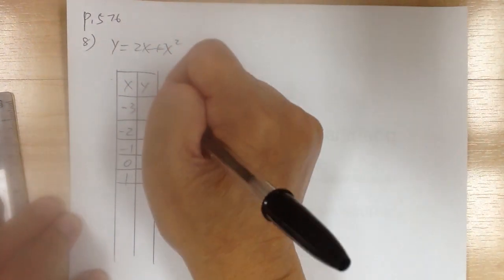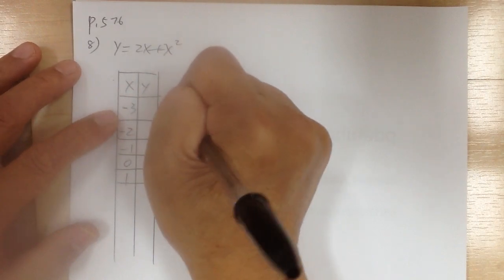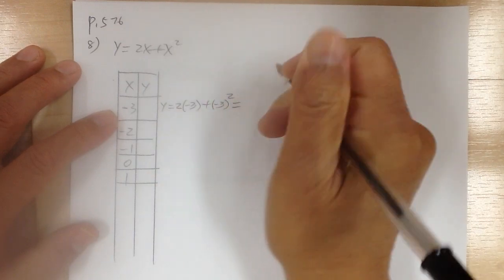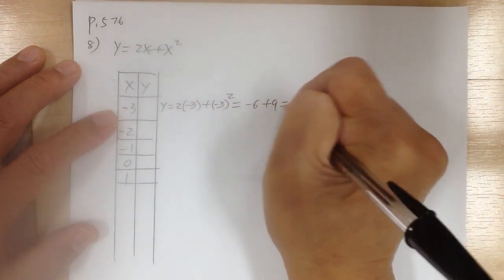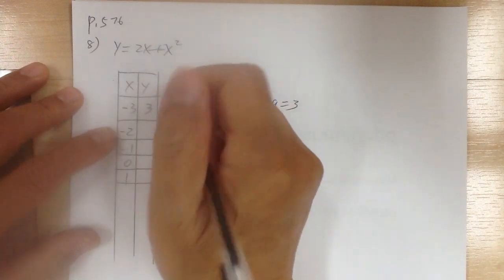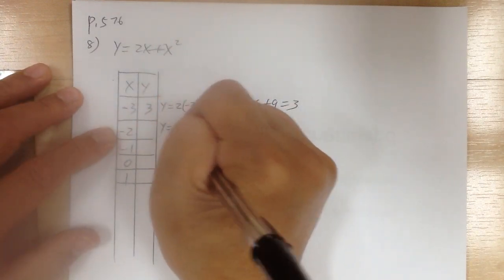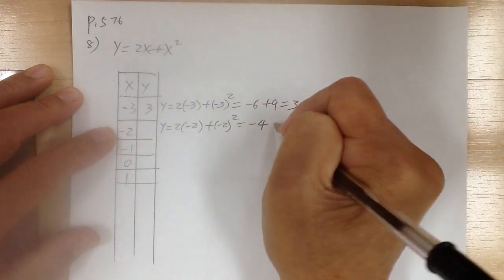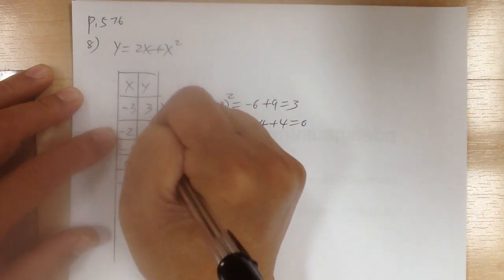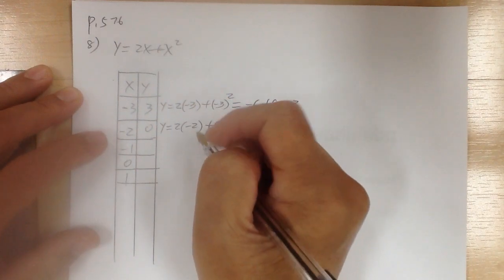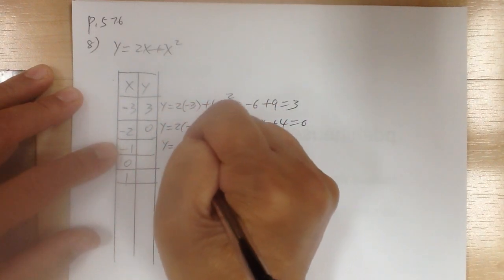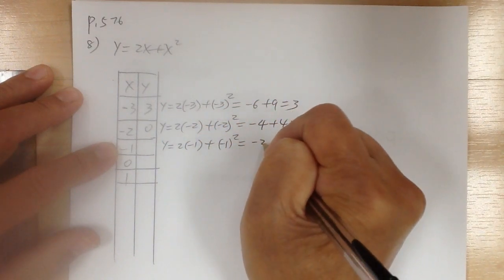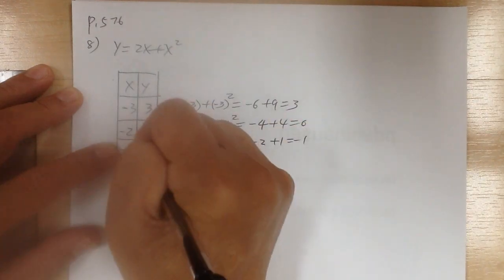Okay. So you've got y equals 2 times x plus x squared. So this will equal -6 plus 9, equal to 3. Next one, y equals 2 times -2 plus -2 squared. So this will give you -4 plus 4, which gives you 0. Okay, next one, y equals 2 times -1 plus -1 squared. So this gives you -2 plus 1, which gives you -1.